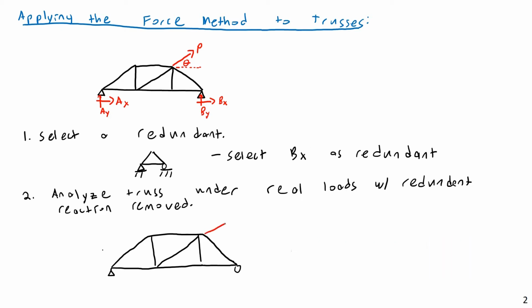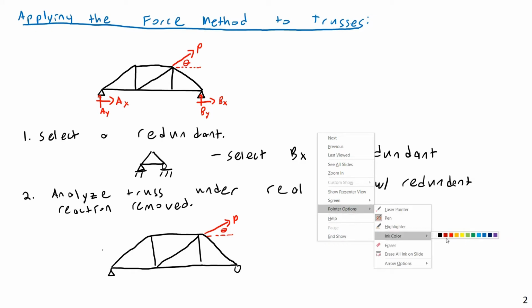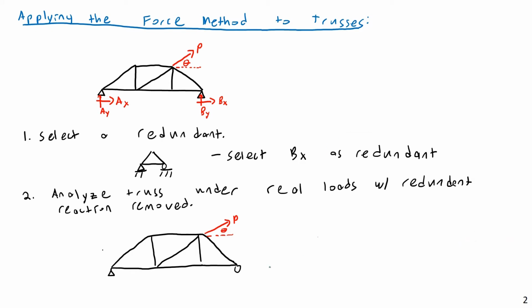So under this load P and some angle theta, I would need to find a PX and a PY. This thing is going to move a certain distance to the right. This joint B here is going to end up somewhere over here, and so I would get some sort of deflected shape, maybe exaggerated like this.